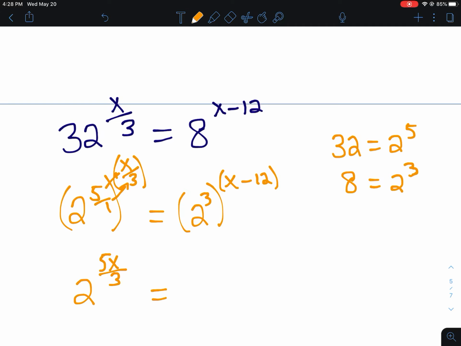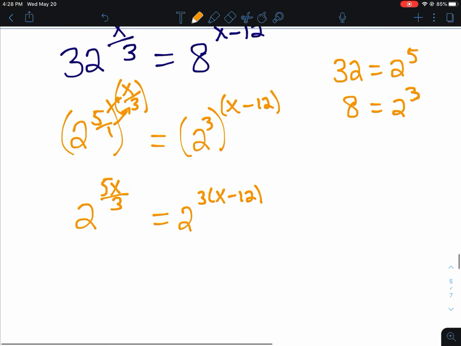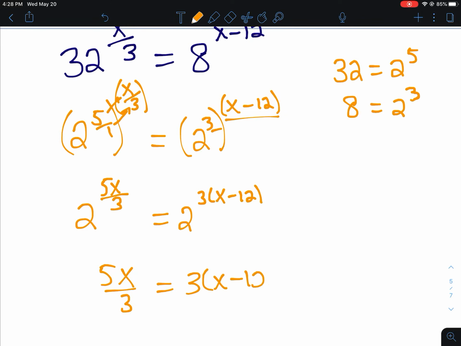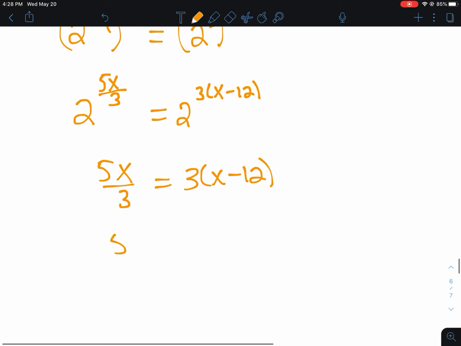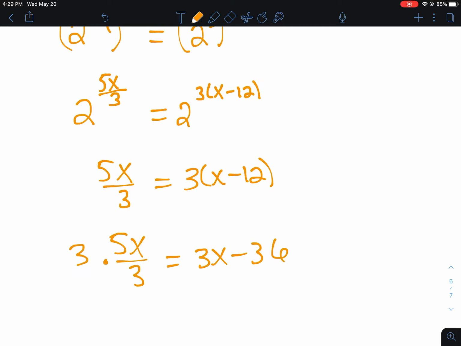5x over 3 power. And over here, this is 2 to the 3 times x minus 12 power, right? So we're multiplying those exponents there and we have power to a power. When the bases are the same, we're just going to bring down the exponents and set them equal. So 5x over 3 is equal to 3x minus 36.